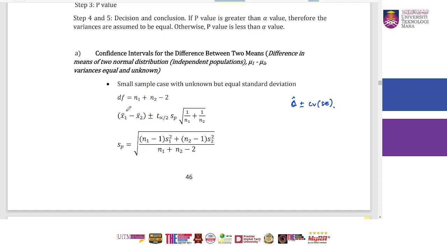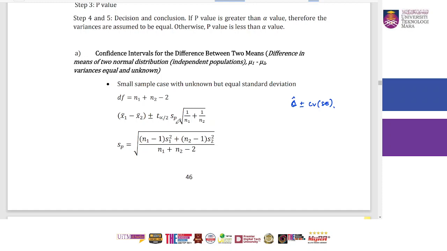Okay, so in this case, the parameter right now is x bar 1 minus x bar 2. Why x bar 1 minus x bar 2? Because we are calculating the difference between the two means. Sebab tu kita ada the parameter to be x bar 1 minus x bar 2. And in this situation, the critical value here will be the t statistic. So this is the critical value.